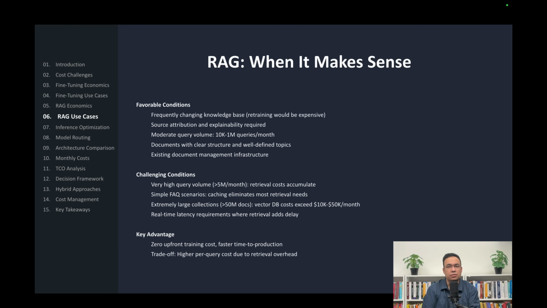The key advantage of RAG is the zero upfront training cost and faster time to production. You can have a working system in days rather than weeks. The trade-off is a higher per query cost due to retrieval overhead. Every query does embedding generation, vector search, and larger context window inference. Now, regardless of whether you choose fine-tuning or RAG, there are inference optimization techniques that apply universally to reduce the costs. So now let's explore them in the next slides.